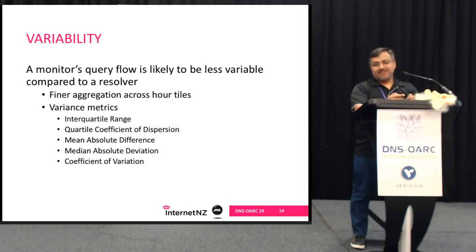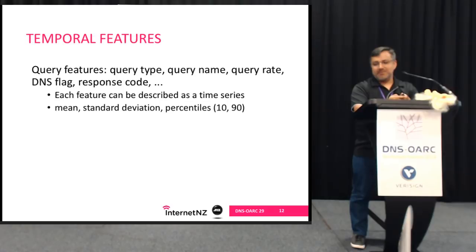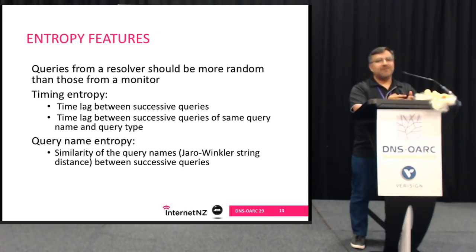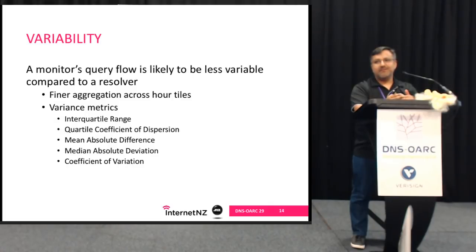So we did that at some point. Entropy and temporal features, and we didn't get any good results so far. So we thought, what about variability? How this changes through time? So we can observe the query flow. And we thought, well, a monitor will be less variable compared to a resolver on those metrics. So we added the aggregations that you saw already, but we also calculated the variance metrics, how this changes through time.